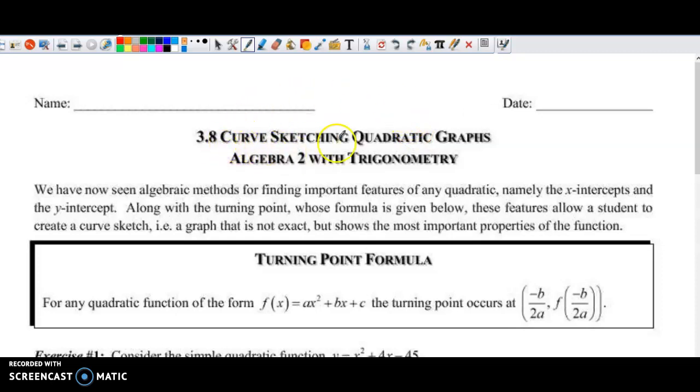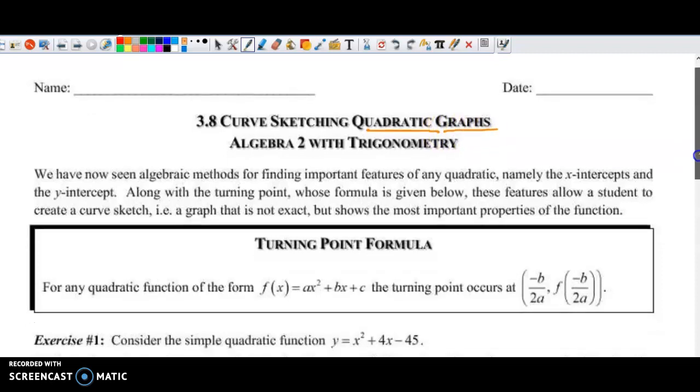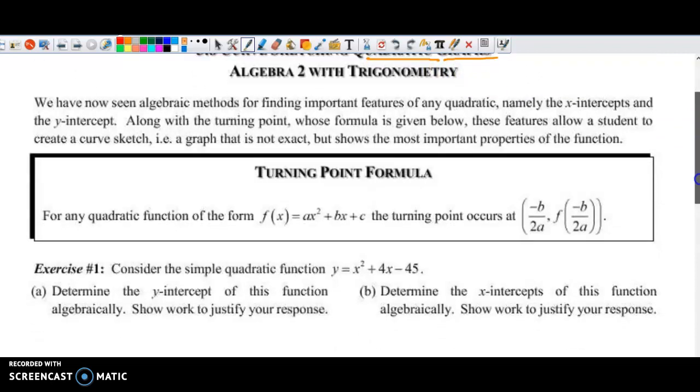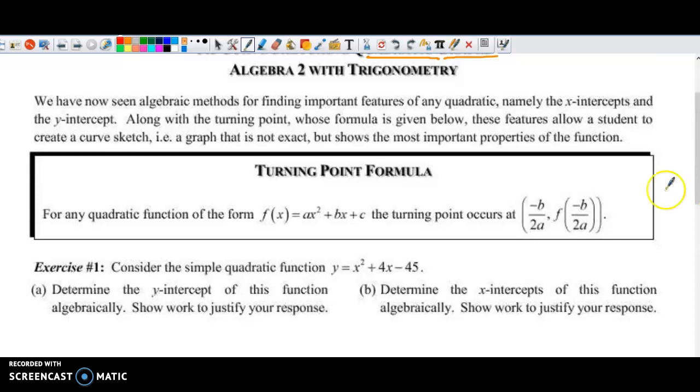We're going to start sketching these quadratics. We're going to do the graphs of them. And without getting too into details as to why this formula works, we're going to use what they call the turning point formula. Sometimes I prefer the phrase vertex form, because that's what a turning point is, a vertex.